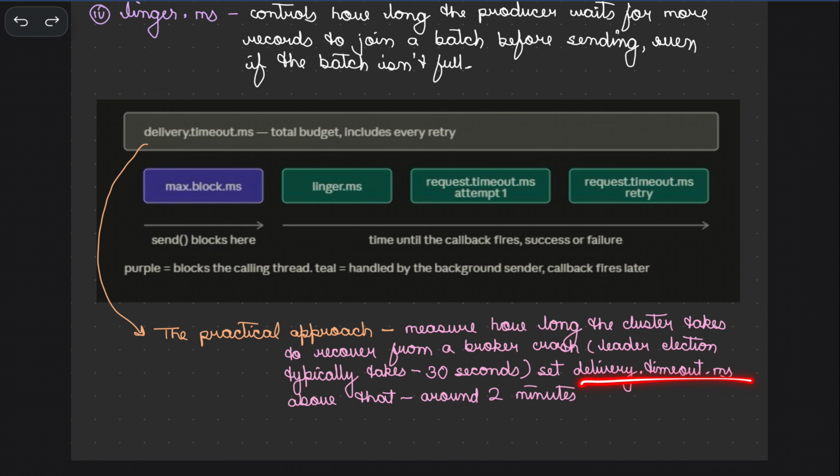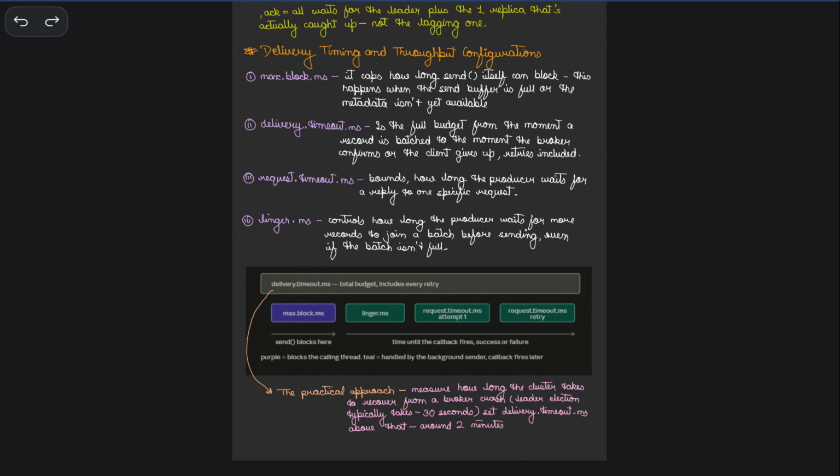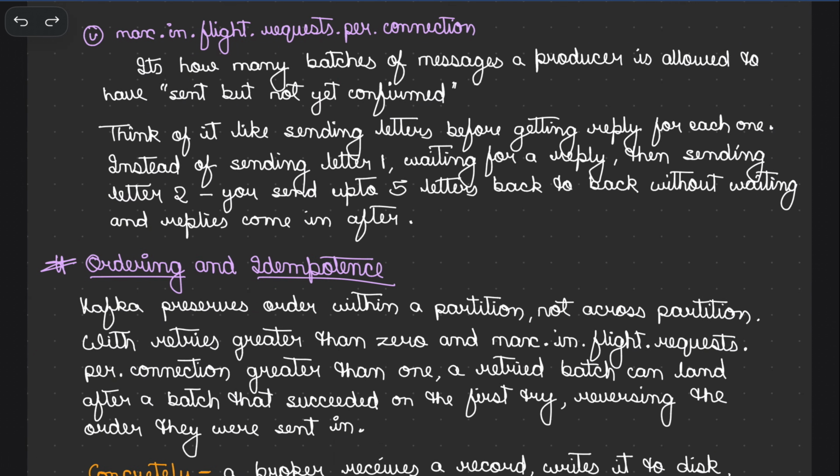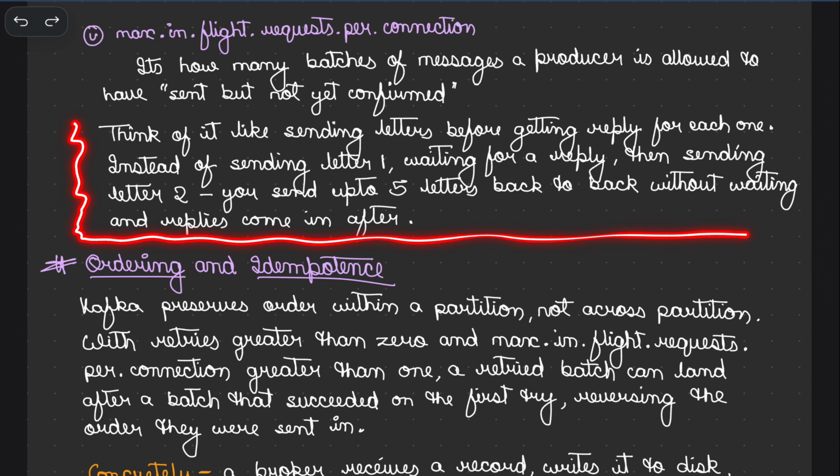So set the delivery timeout milliseconds to around 2 minutes. That is the safest config we can do. Now moving to max in-flight requests per connection. What does this mean? It's how many batches of messages a producer is allowed to have sent but not yet confirmed. Let me read this line and you'll be clear.